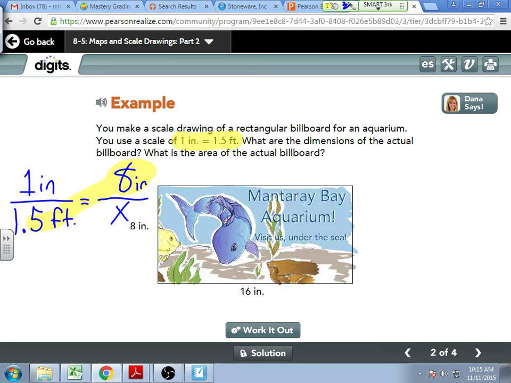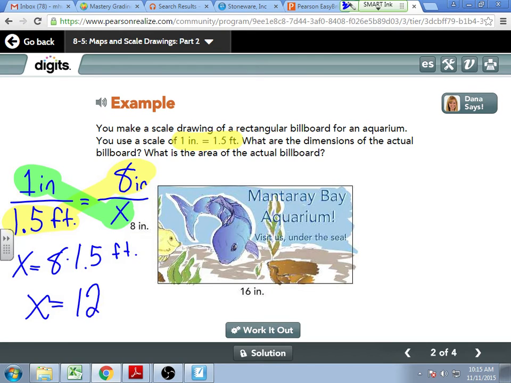But really, whenever you're given a scale, since I have 1 inch on top, that 1 is not going to affect my variable. It just keeps it as 1x. So x is really equal to 8 times 1.5, and that'll be feet. When I do that, my x is equal to 12 feet. So it will actually be 12 feet tall. Pretty good size. I set up another proportion.